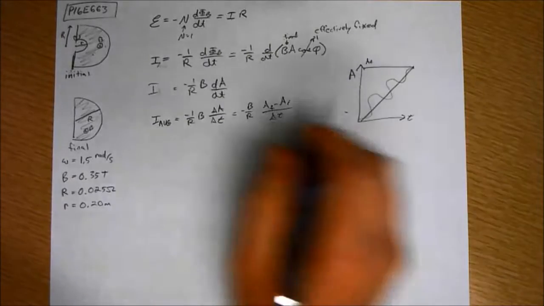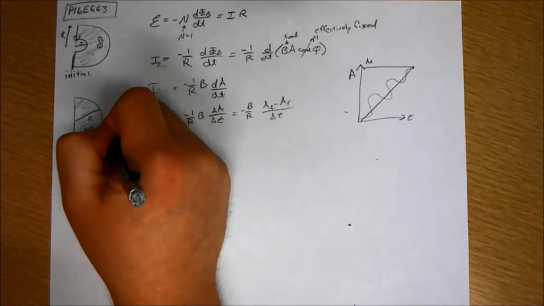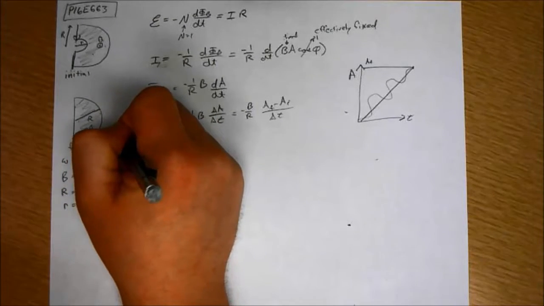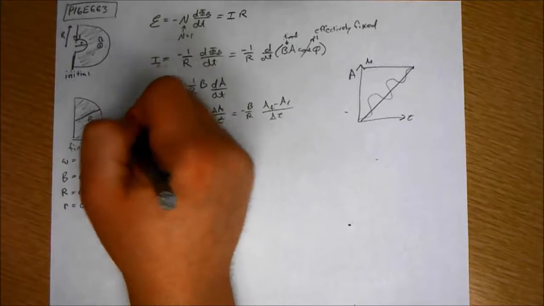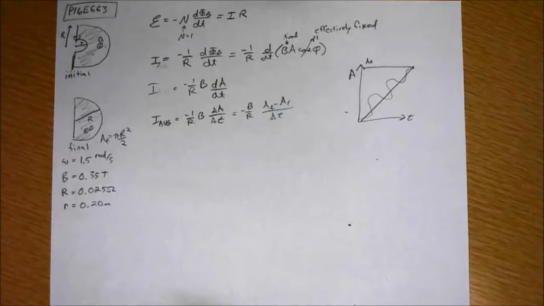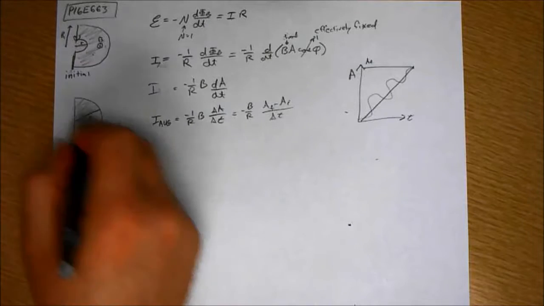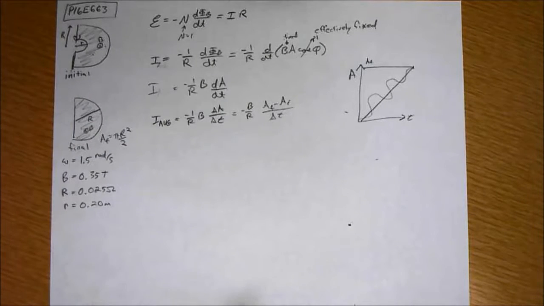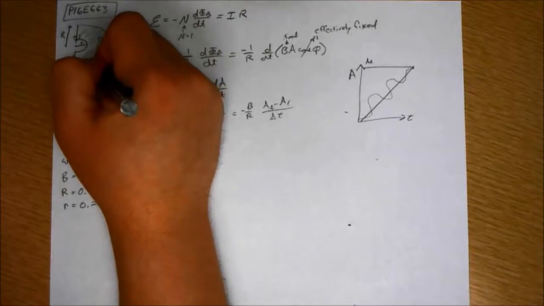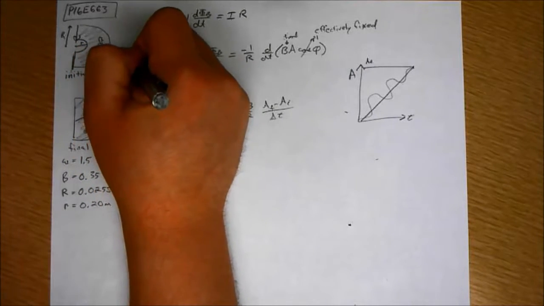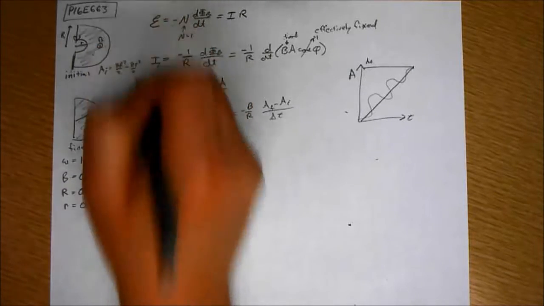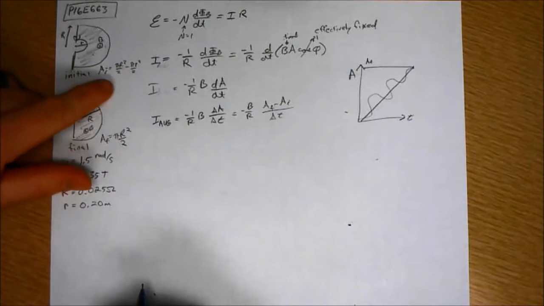So what is A final? Well, A final is easy. It's just pi capital R squared, I'm sorry, over 2, because it's only half the circle. Initially, A initial is pi R squared over 2 minus pi little r squared over 2, because you have to subtract that out in the beginning.